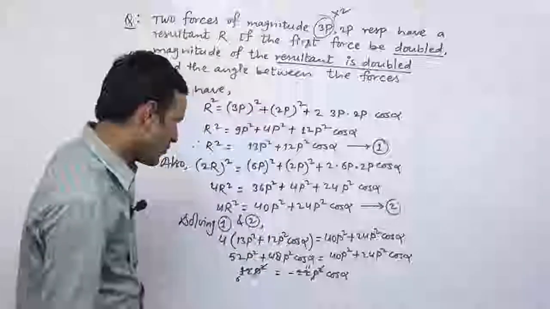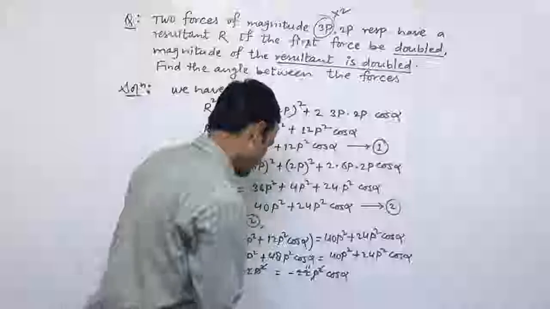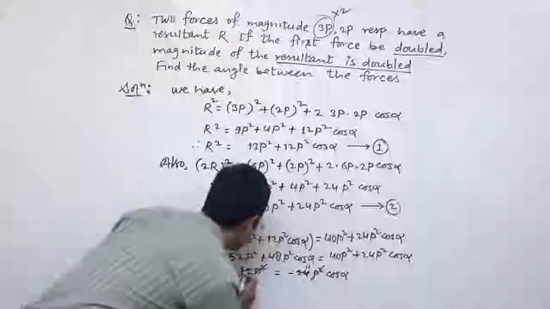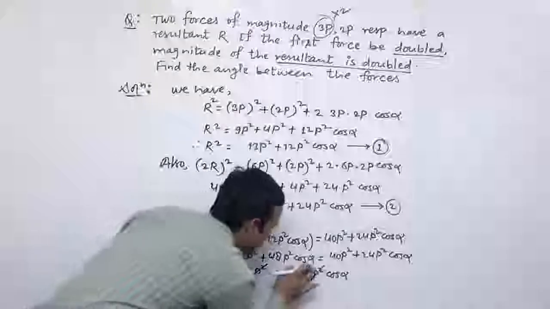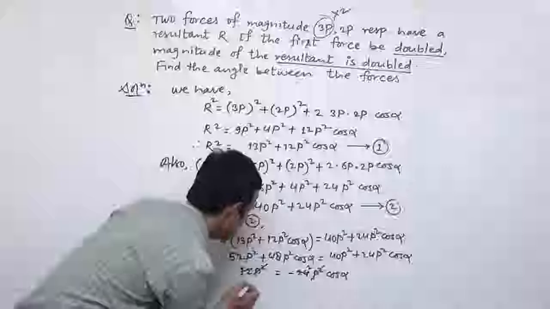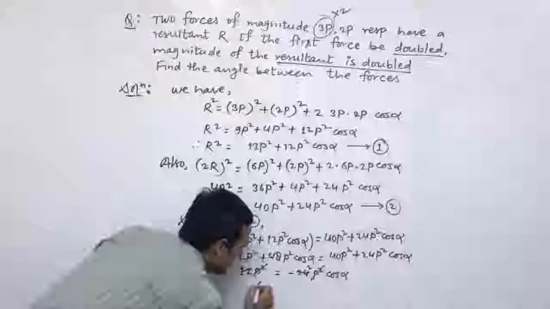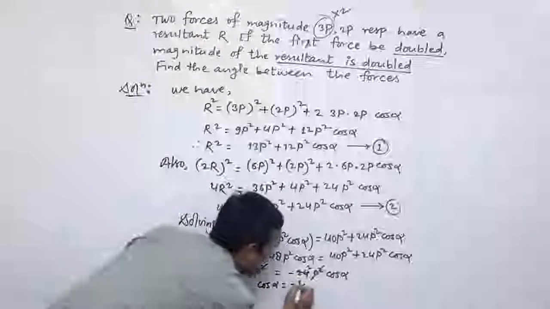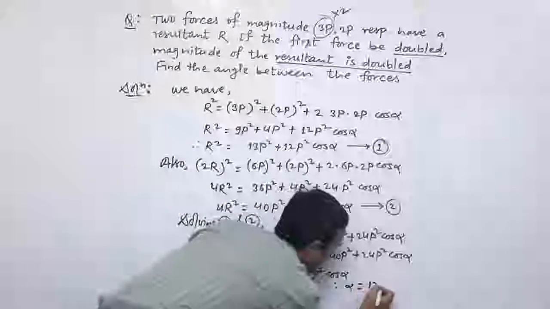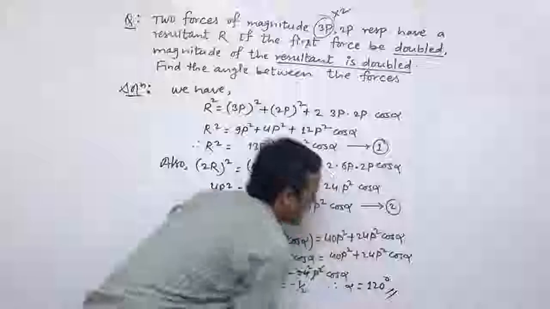8 minus 4 is 4, 4 minus 2 is 2. It is 4, not 2, it is 4, and 12, 2 6s are 12, so 2 times 12 is 24. And then cos alpha is equal to minus 1 by 2. Therefore alpha is equal to 120, which is the required answer.